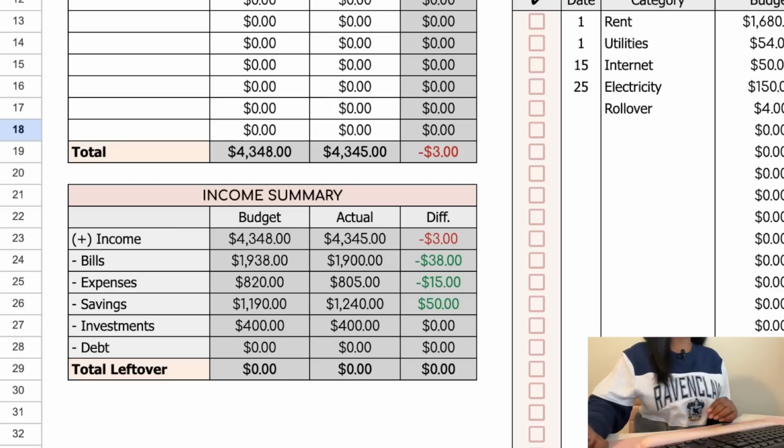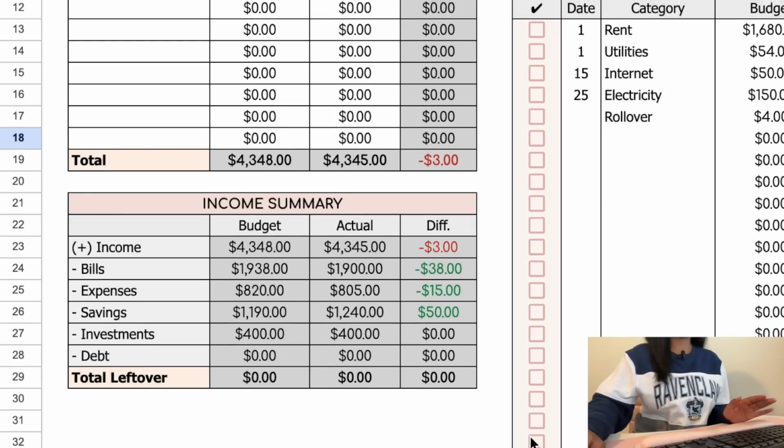And then the difference that we were able to be down between bills and expenses, I just went ahead and added that to my savings, so I was able to add $50 more than I anticipated. So the total for savings this month was $1,240, and then investments was the same, $400, and then debt is $0. So that gives me a zero-based budget, and that is how I like to allocate, giving every dollar a place.